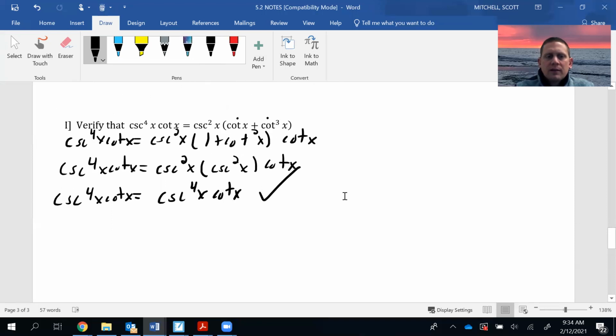So hopefully this makes sense and is able to help you with verifying trig identities. Let me know if you have any questions.